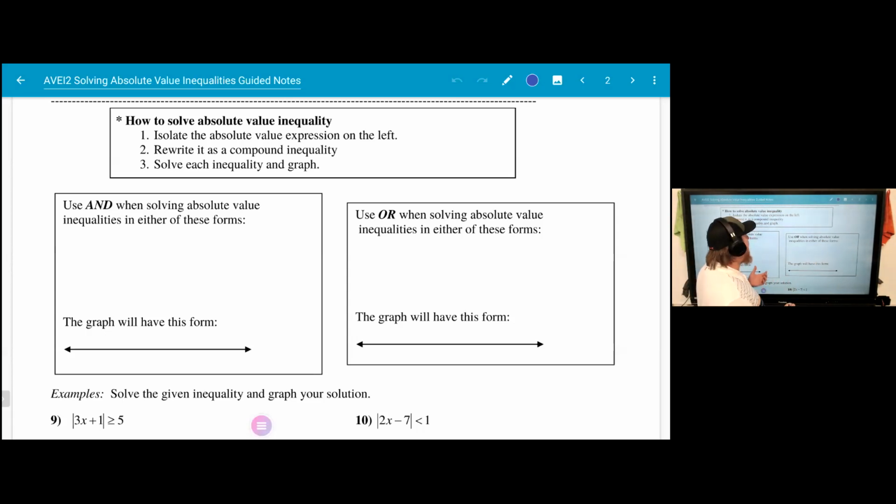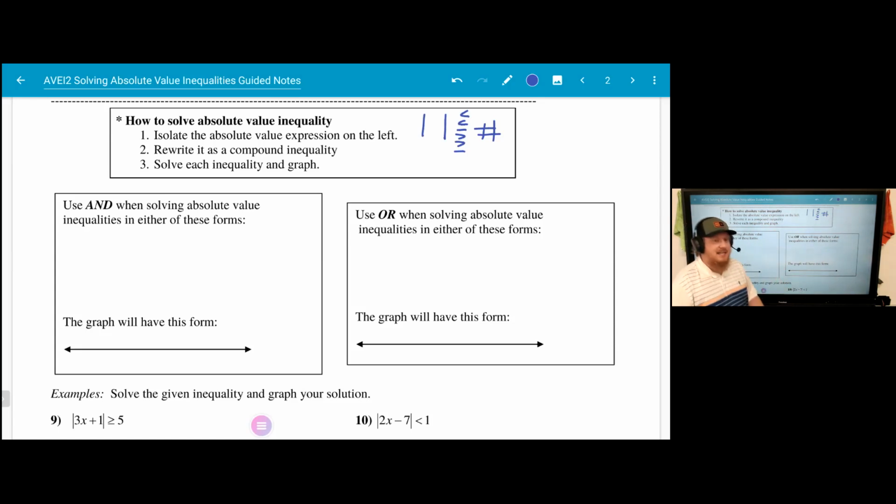In other words, what you want is the absolute value, then some kind of inequality, less than or equal to, greater than or equal to, and then a value. That is what you're looking for at this point. Then you're going to rewrite it as a compound inequality. We're going to talk about an "and" or an "or" again real quick. And then you're going to solve each inequality and graph.